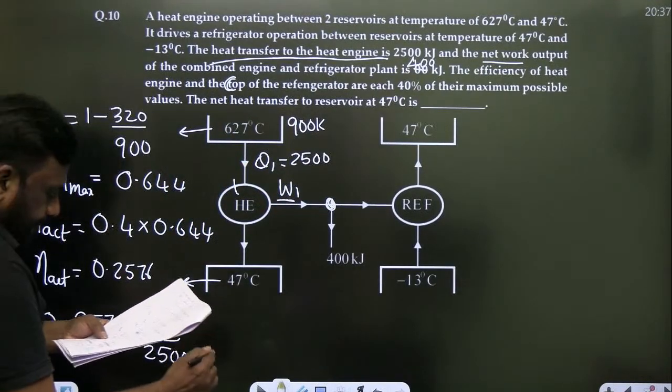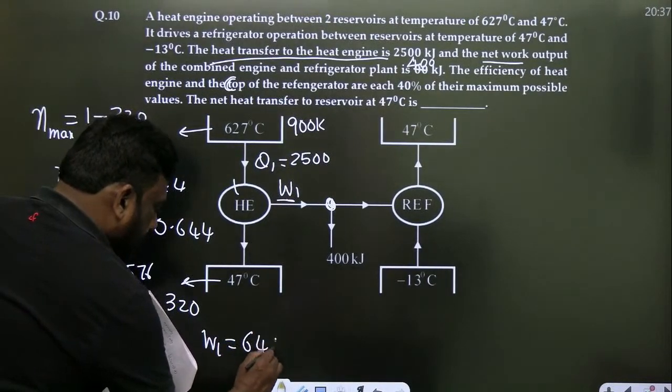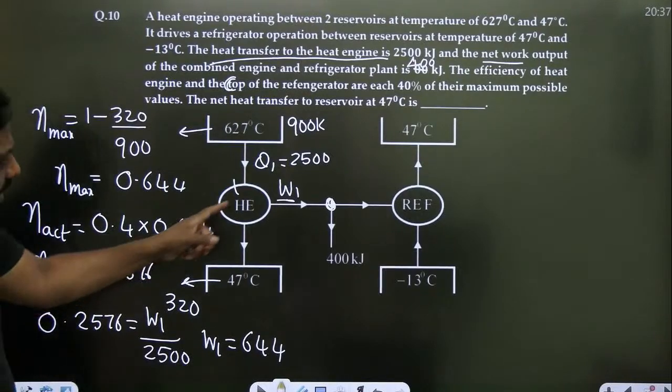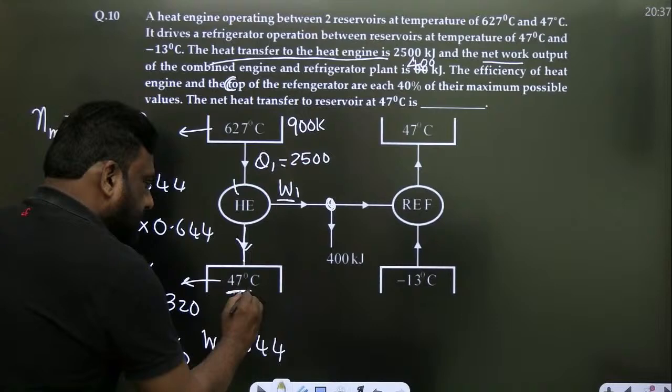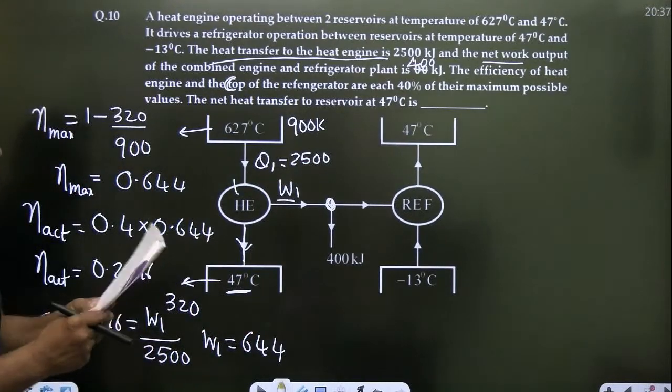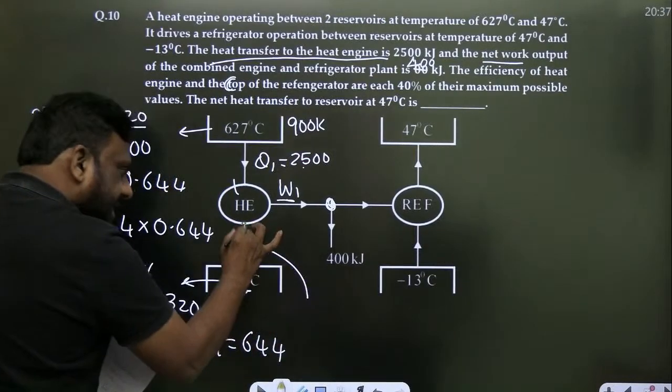Developed by the engine. And how much is that work? This work is 644. My question to you people is, if it is 644, what is the rejection to this? Here, rejection to 47 degrees centigrade, how much will it be? 81. What is the rejection? 2500 minus this heat. We need this heat.